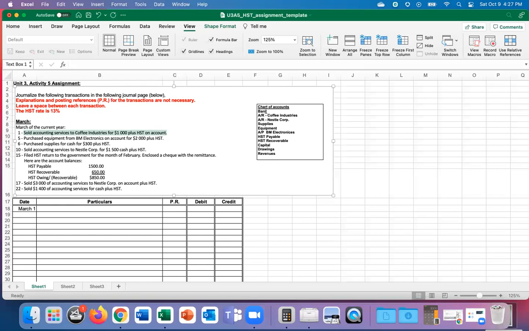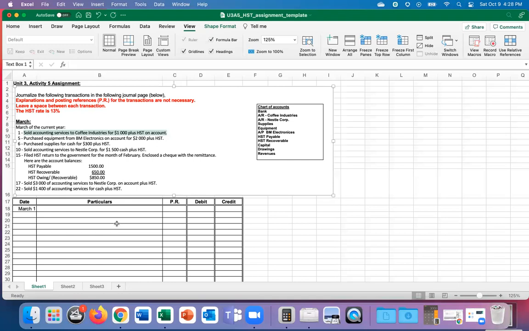If you look at those, it gives you a place to start to figure out what you might be writing in your journal entry. So we know the accounts receivable for Coffee Industries is going to be affected. I wouldn't necessarily start off by writing that in the first line. I might wait to see what the other accounts are and whether they're going to be debits or credits before I start putting stuff in here.